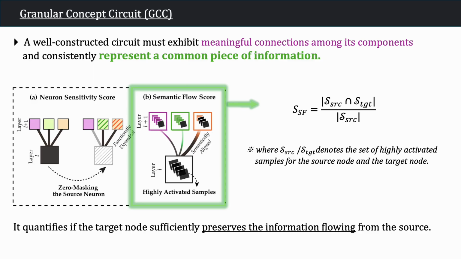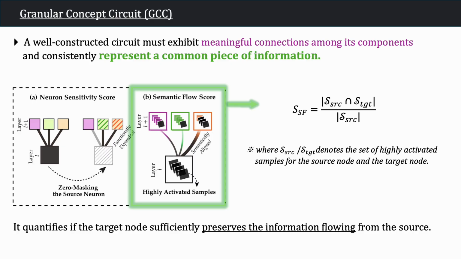Second, we evaluate whether each circuit consistently represents a common piece of information. To do this, we introduce the semantic flow score, which measures whether two neurons share not only functional relationships but also semantic consistency within the same circuit. We infer the semantic meaning of each neuron by examining the images that most strongly activate it. For each neuron, we collect the top 100 highly activated images and then measure the overlap between the image set of target neurons and its connected source neurons.